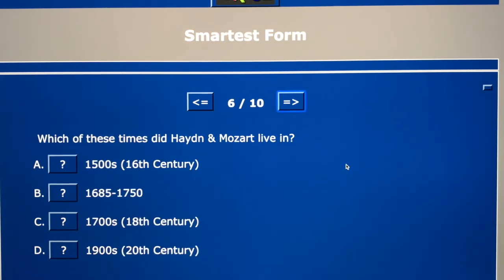Question number 6. Which of these times did Haydn and Mozart live in? A, 1500s or the 16th century, B, 1685 to 1750, C, the 1700s or the 18th century, or D, if you think it's 1900s or the 20th century. So if you're not sure about that one, this is based on the smarter form lesson on ternary form.